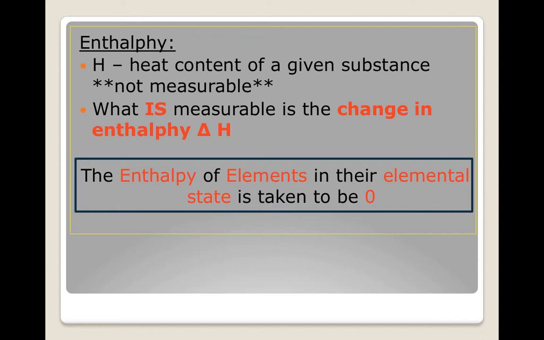The enthalpy of elements in their elemental state is taken to be 0. So basically how you see it on the periodic table, so sodium as Na. The only exceptions to this will be your diatomics, your O2, Cl2, and their elemental state. Enthalpy in the elemental state will be 0.